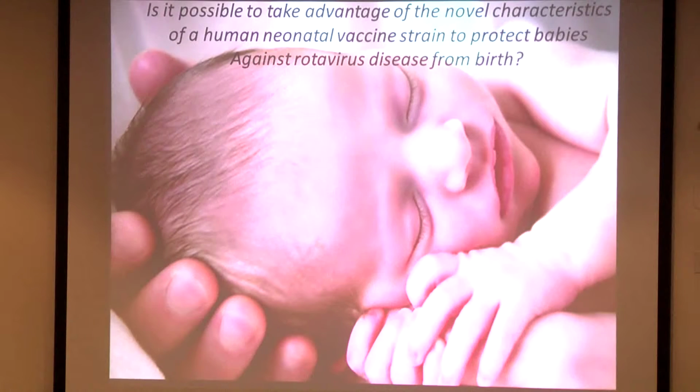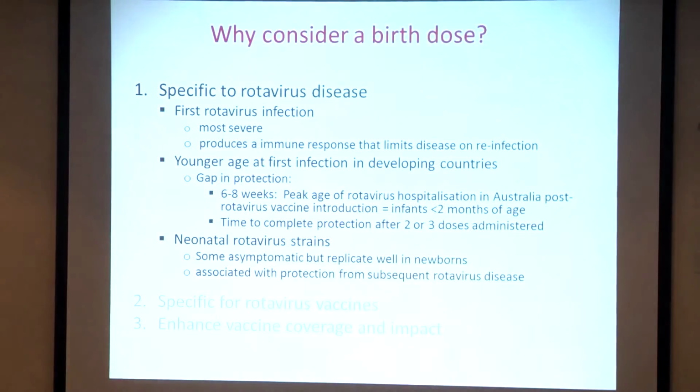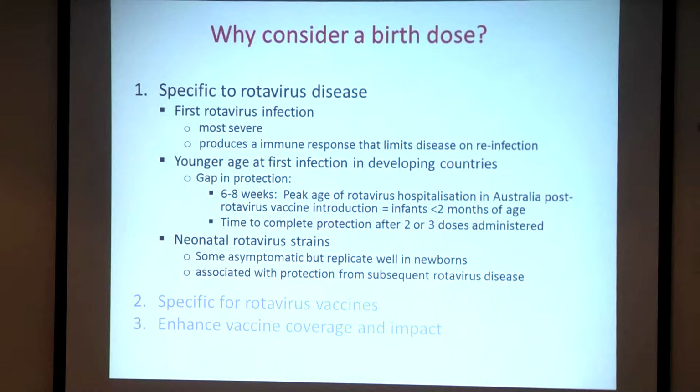The current vaccines are given as oral vaccine, 2 or 3 doses, depending on which vaccine you use, starting at the earliest at 6 weeks of age. And so there is a time where babies are not protected between 0 and 6 weeks of age, and there are issues around implementation and timeliness of implementation, which does impact on how complete immunisation children receive. So the question might be, how can we improve by giving a dose of a rotavirus vaccine earlier?